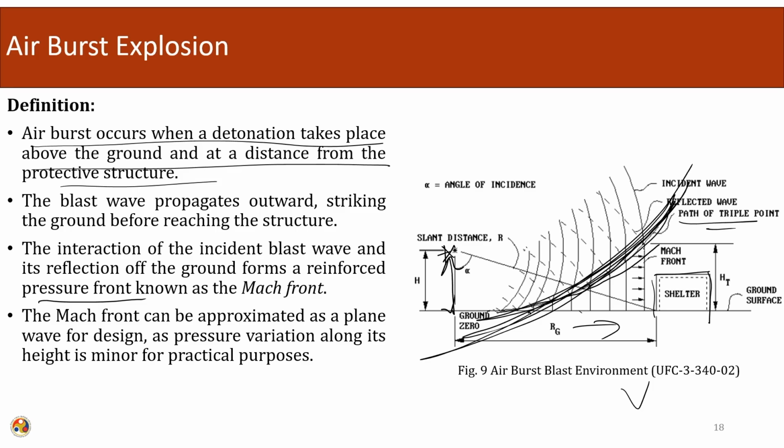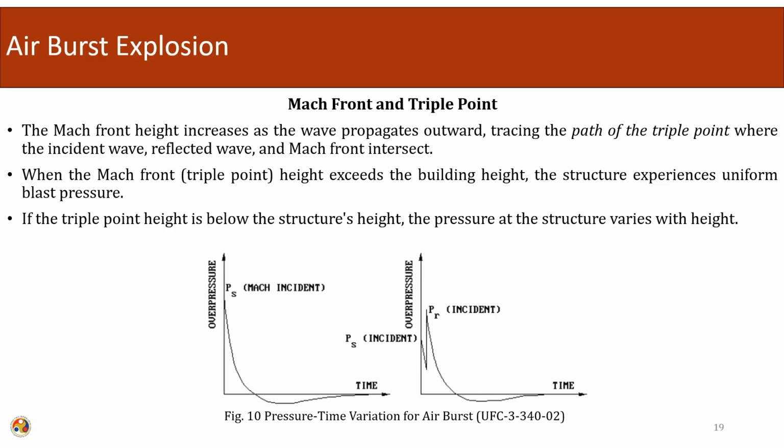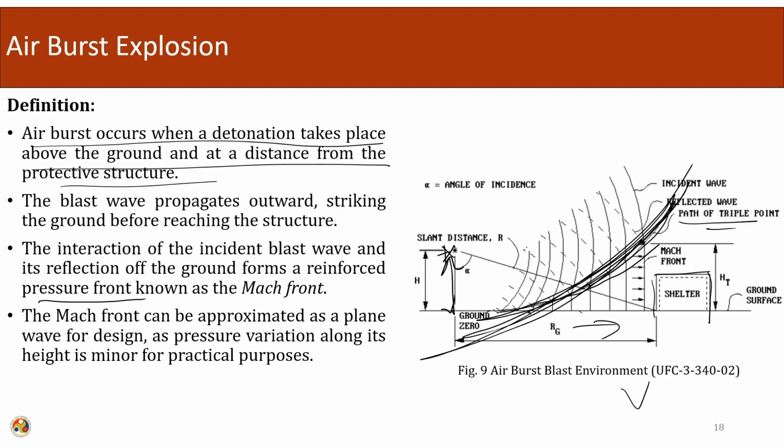And this height depends upon the path of the triple point. So the Mach front height increases as the wave propagates outward, tracing the path of the triple point where the incident wave, the reflected wave and the Mach front intersect. When the Mach front or the triple point height exceeds the building height, the structure experiences uniform blast pressure. Here in this case we can see that the structure is like this, and the height of the triple point is more than the height of the structure.